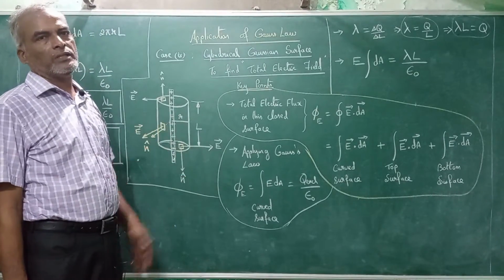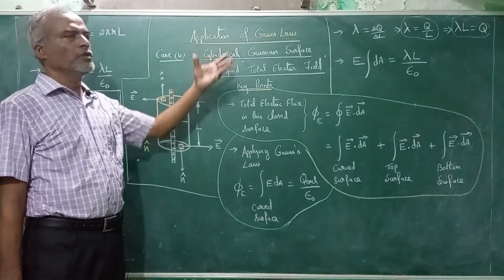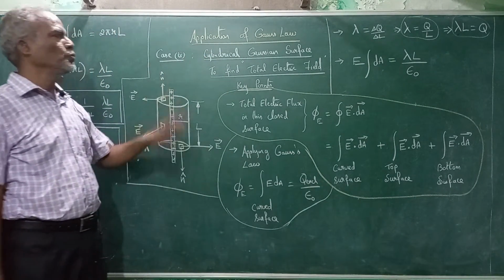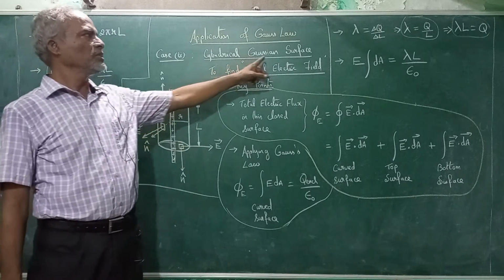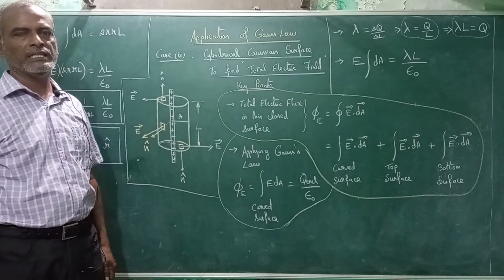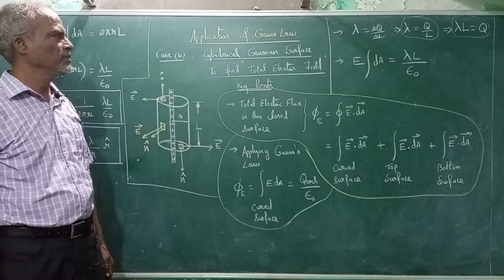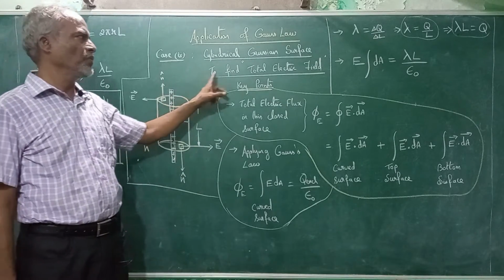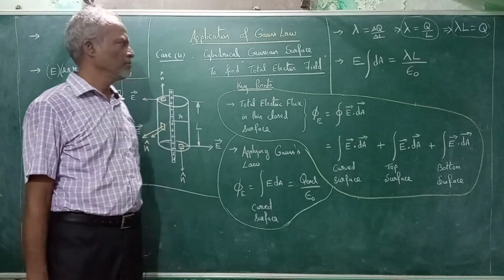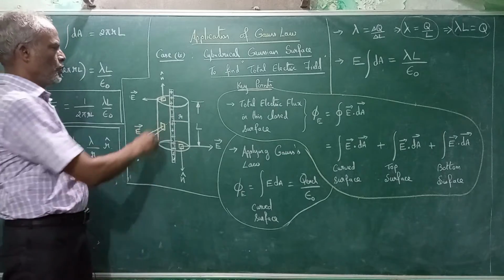So today's topic is application of Gauss law, case 2, cylindrical Gaussian surface. We are going to consider cylindrical Gaussian surface. So what is our aim? To find total electric field.